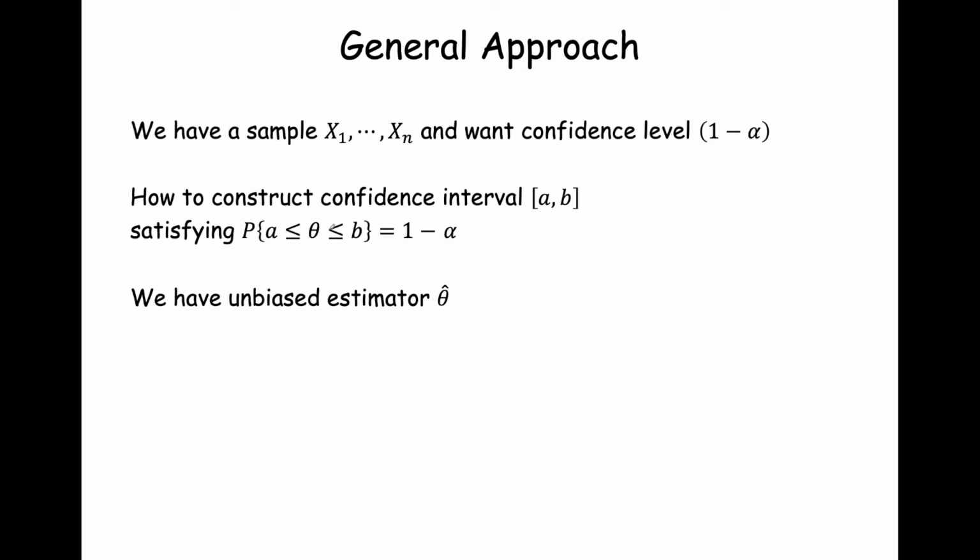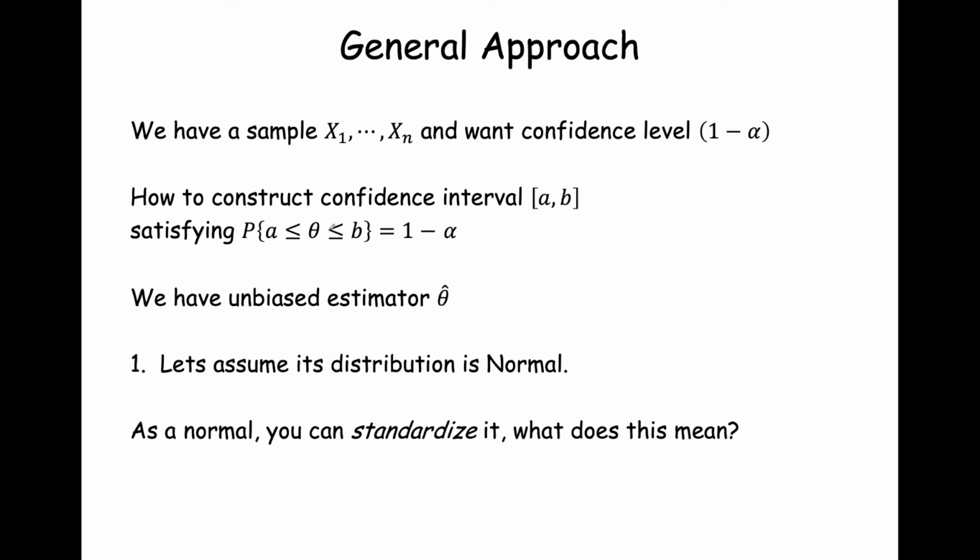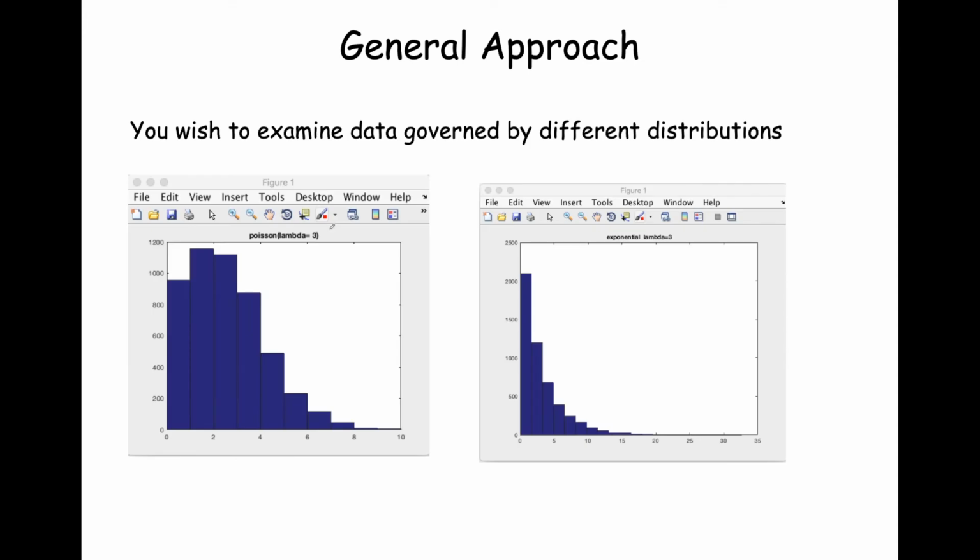And so let's assume we have an unbiased estimator. And as an unbiased estimator, we know it is a good replacement for this unknown ground truth parameter theta. And so one thing we can do for this estimator, let's assume that its distribution is normal, the sampling distribution of this theta hat. Now, as a normal, we can actually standardize it, and it doesn't really matter what distribution this theta hat is. And so let's take an example where we have two different distributions, and we have to examine the data governed by these two different distributions.